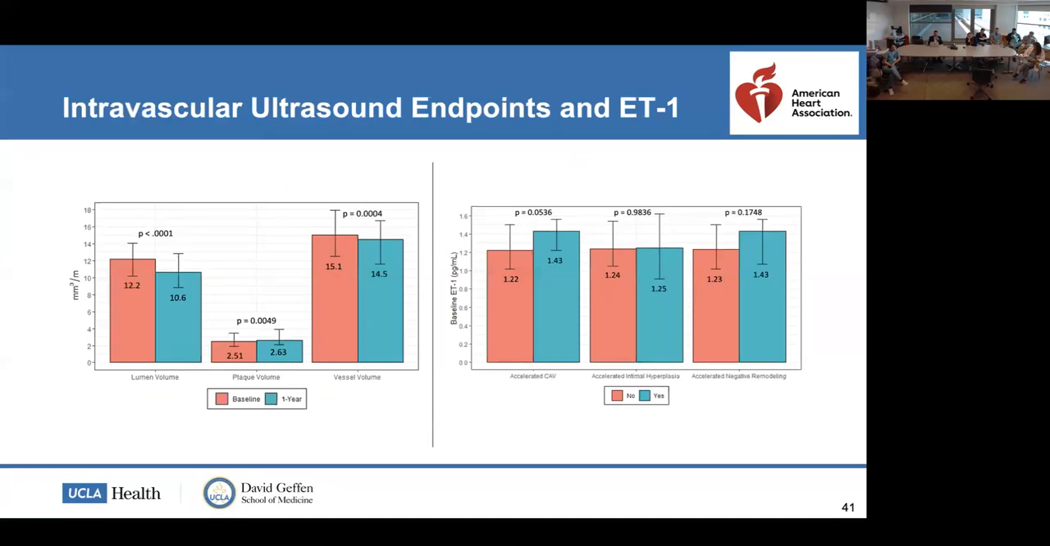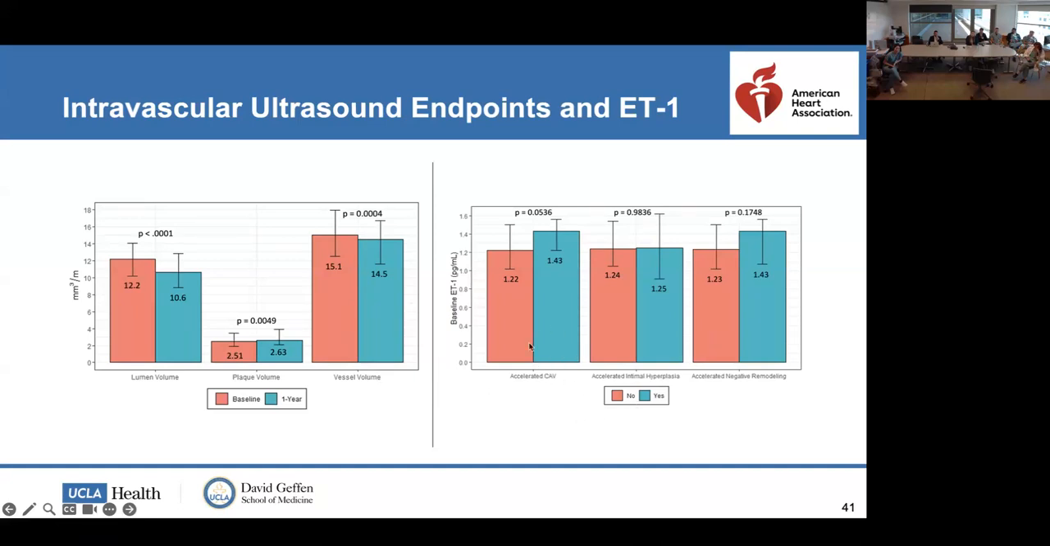And this is a recent analysis that has yet to be published, but we see here, very similar to the retrospective data that I showed, that lumen volume did indeed drop at 1 year as expected. Plaque volume went up and vessel volume went down. So these were all expected and similar to the retrospective data.